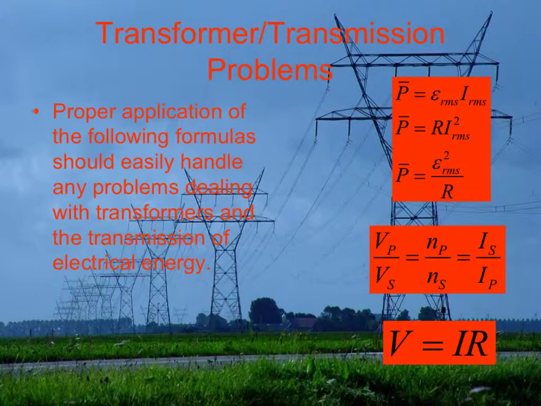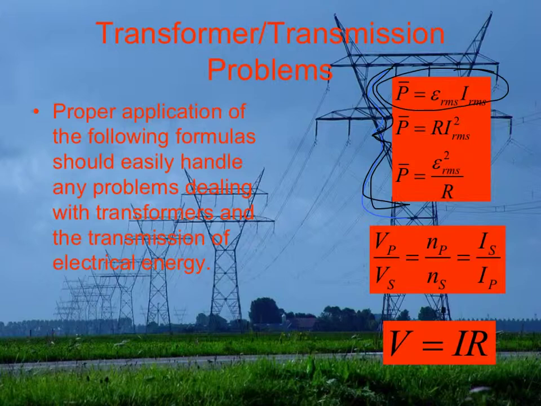Now, when you have transformer transmission problems, this is a series of equations that you're going to be using. These top three deal with the power in transmitted electricity. We have the average power is equal to the root mean square of the EMF times the root mean square of the current. That's our first one. Hopefully you're familiar with these.